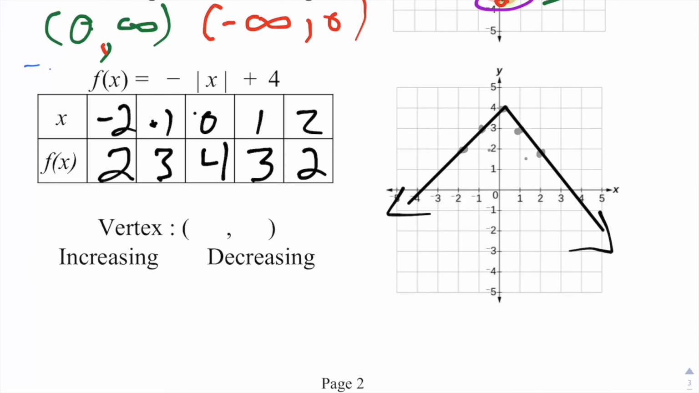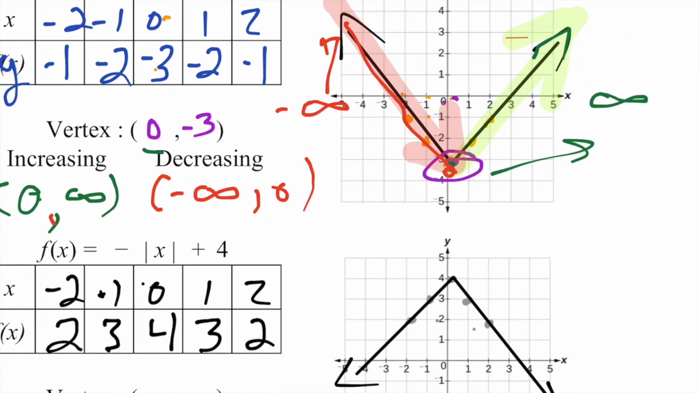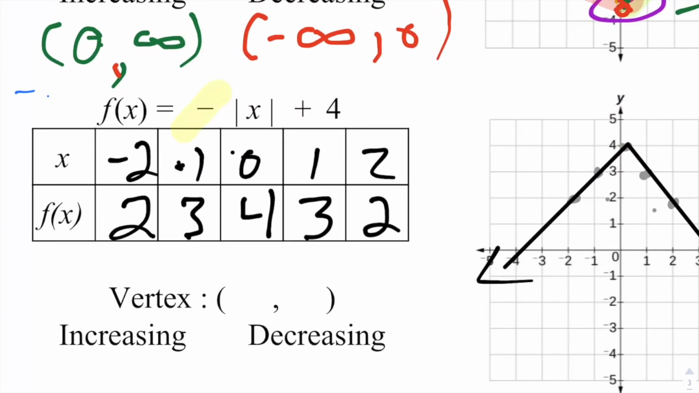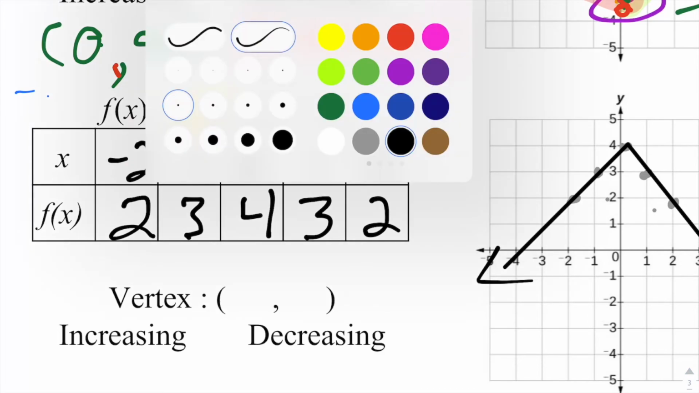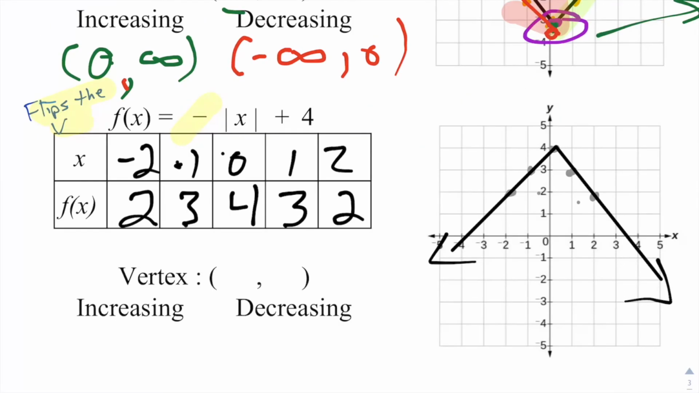So here we can see that the absolute value function looks a little different than the ones previously. If you look up here, we have a V that's upright. Down here, the V is flipped upside down. What's happening here is this negative that's out in front of the absolute value function actually flips the V upside down. So what that's going to change for us is where our increasing and decreasing intervals begin and end, and how we read them.